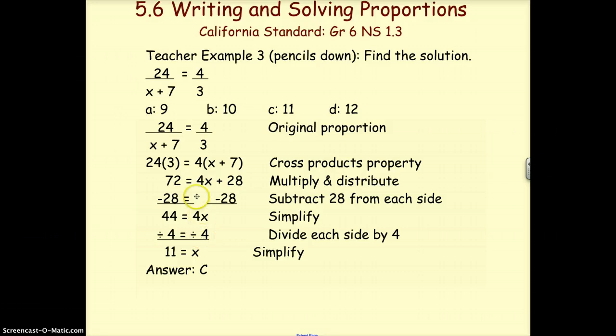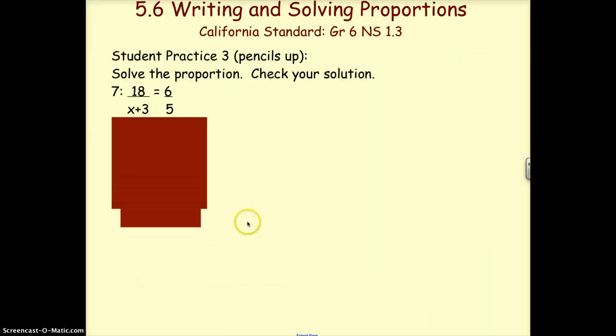So this one's just a little bit tougher because instead of doing inverse operations with just one step, now you're doing 2 steps because you need to undo the addition and the multiplication. So go ahead and try that out on your own.